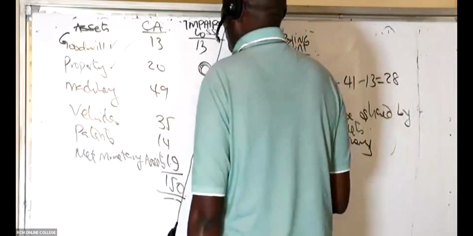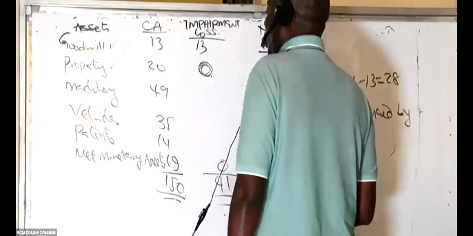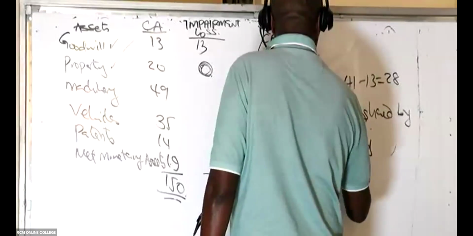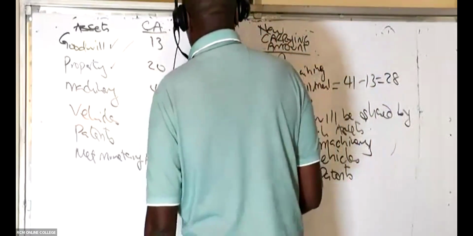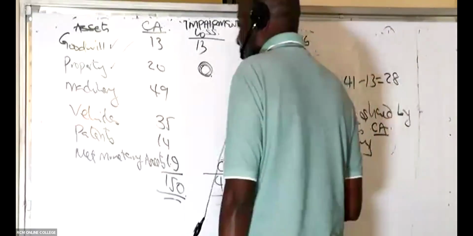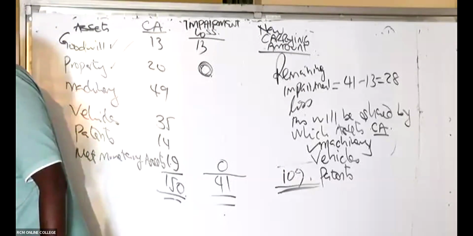Machinery. We have vehicles C. Vehicles. We have in this case here patents. That's it. So come and give me their carrying amounts, remember the proportions will come from carrying amounts.